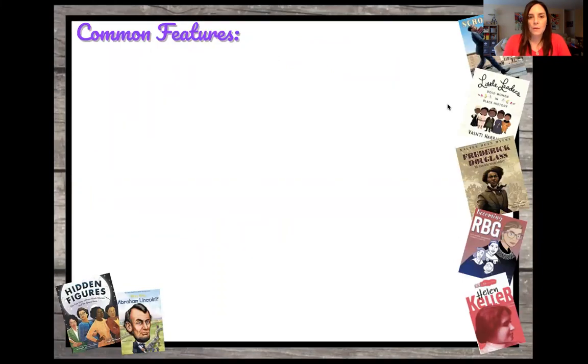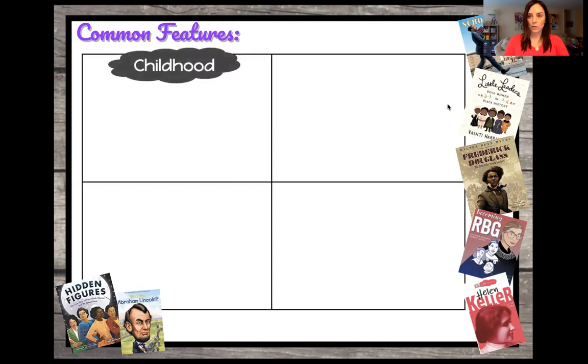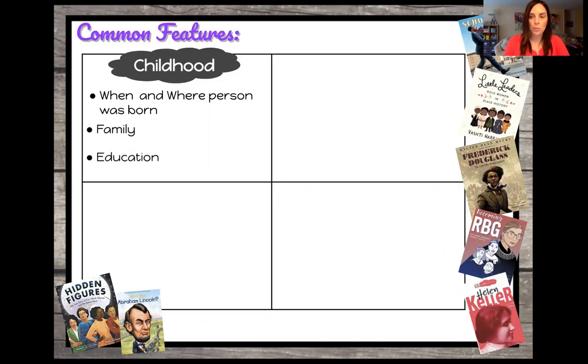Biographies have common features. So let's take a look at those. First is that all biographies will usually tell about the childhood of whoever you're reading about. So they'll include information about when and where the person was born, their family, and their education. Maybe they were able to have an education, and if they were, it'll tell where they went to school, and maybe they were not able to have an education, but all of that information on their early life will be in the biography.